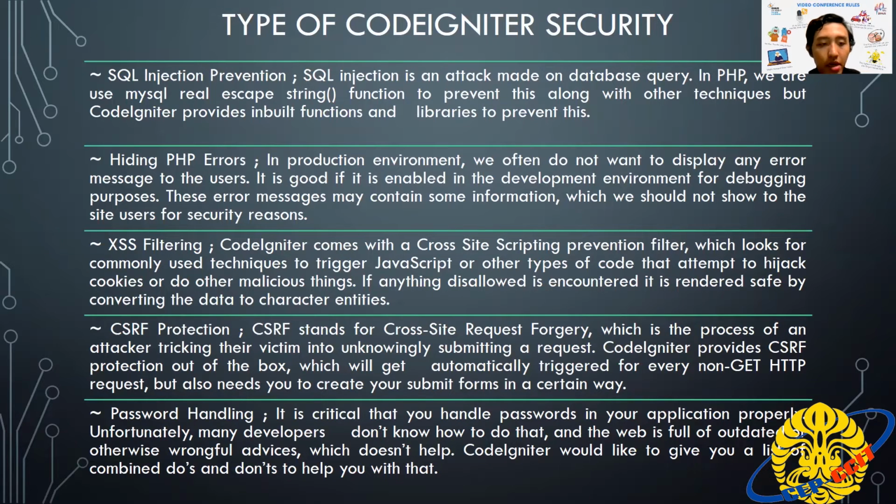And next we have CSRF protection. CSRF stands for cross-site request forgery, which is the process of an attacker tricking their victim into unknowingly submitting a request. CodeIgniter provides CSRF protection out of the box, which is automatically triggered for every non-GET HTTP request, but also needs you to create your submit forms in a certain way.